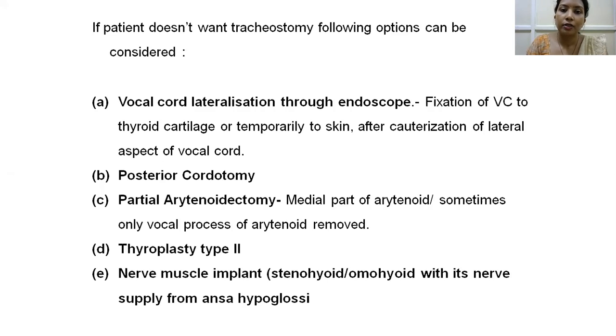Whereas in a bilateral recurrent laryngeal nerve paralysis, what happens is both the cords are stuck in a median position. There is already no space. So what do you want? You want to lateralize the cords, at least one cord. So what do we do? We opt for vocal cord lateralization through endoscope.